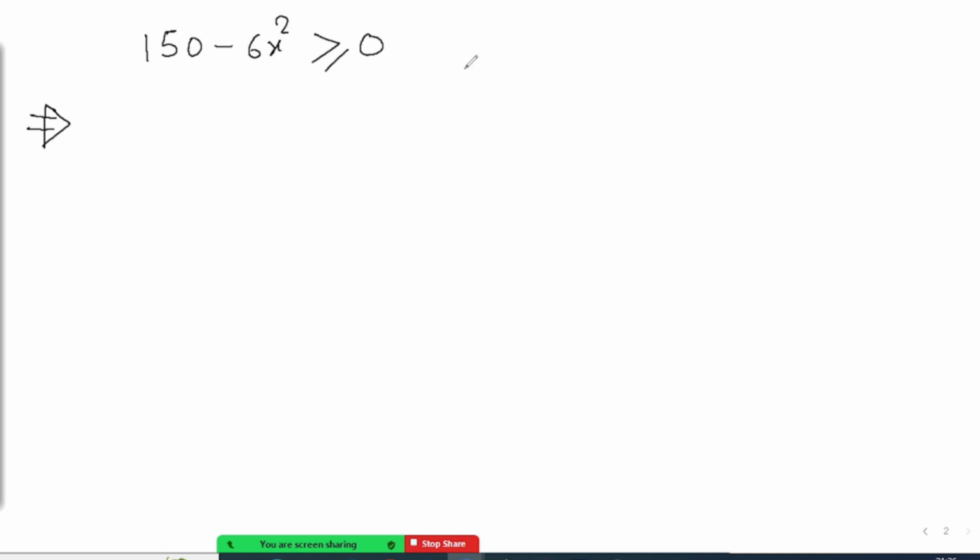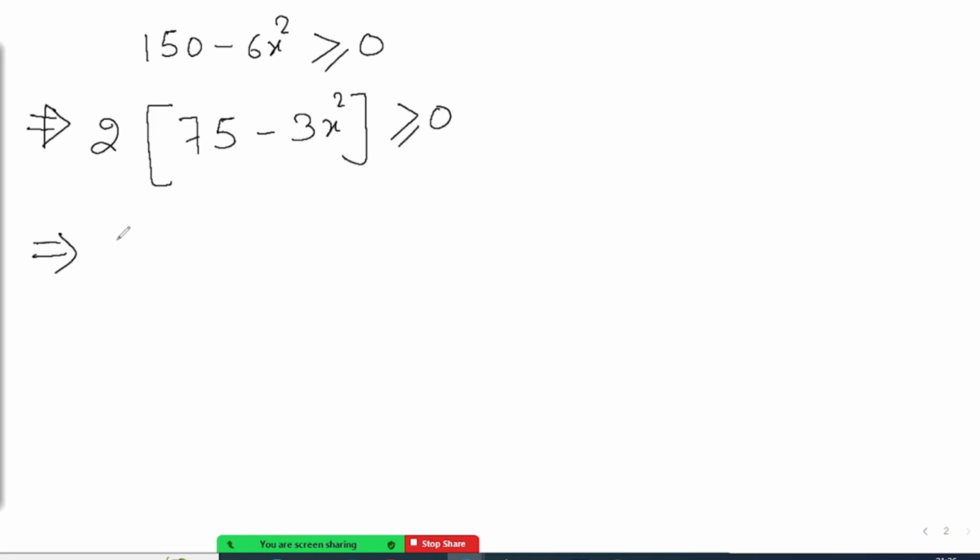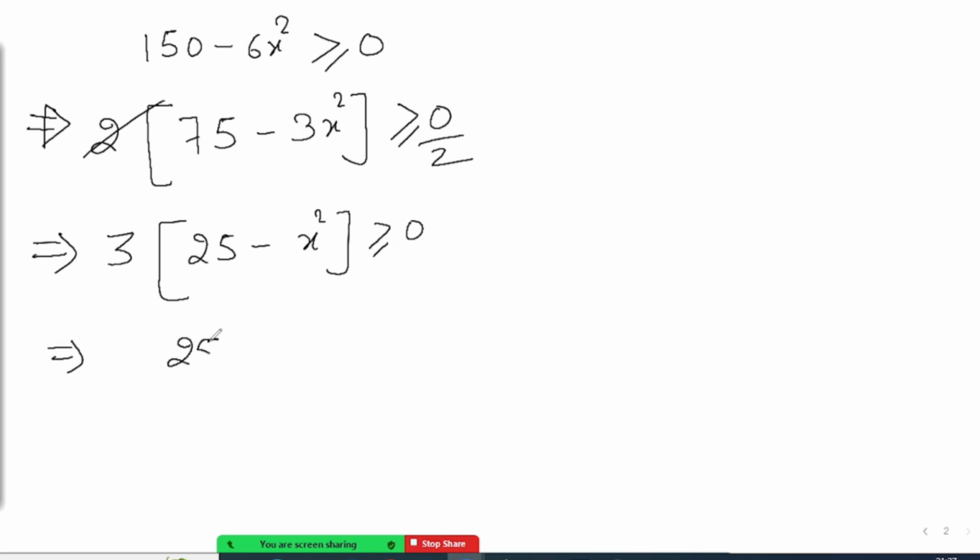Okay, what we will do after? First of all, I can take the 6 common also. Yeah, that's also fine. So 6 common, it will be 75 minus... No problem, I will change in the next line. So this 2 will get canceled out here. So now I'm taking 3. So it's 25 minus x square should be greater than or equal to 0. So finally you can write 25 minus x square should be greater than or equal to 0. What's the next step?